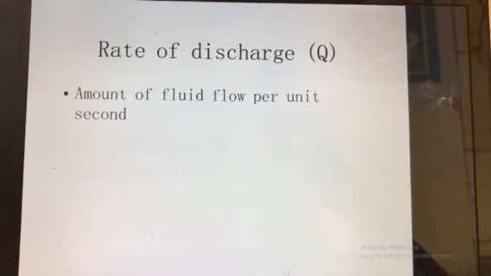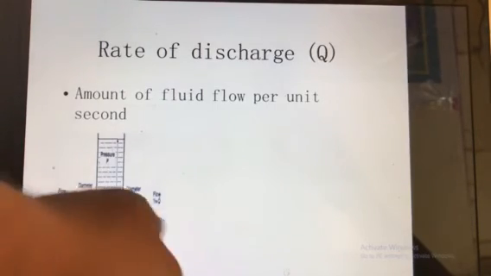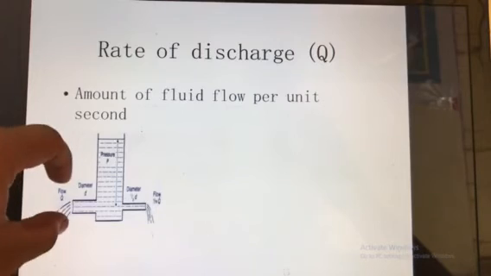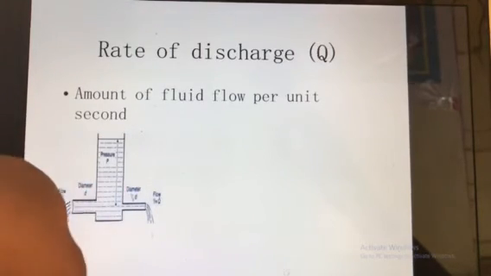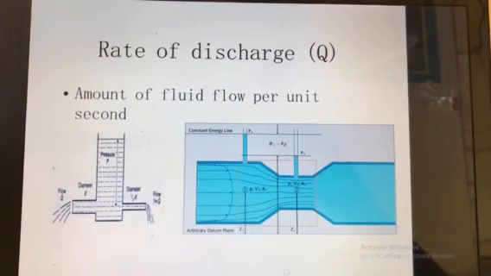So the amount of fluid flowing per unit second is nothing but the rate of discharge. Its formula is volume per second, and it is also given in terms of area into velocity. Okay, so this is the fluid flow from this section and this is from this section. This is diameter d and this is half diameter d, so it will remain constant. Depending on that, we have derived one equation also, which was area into velocity.